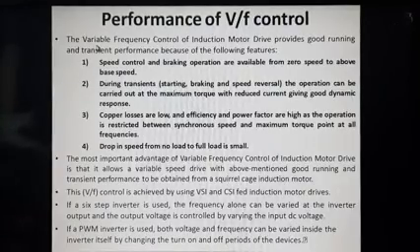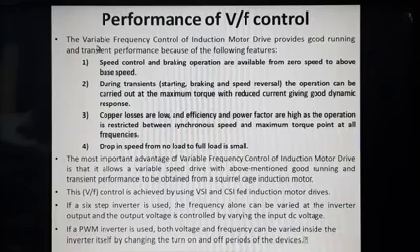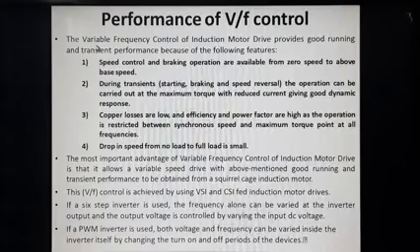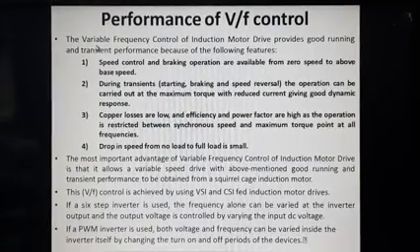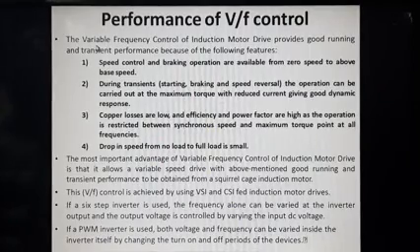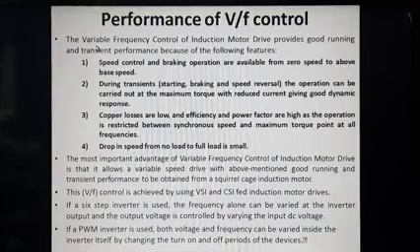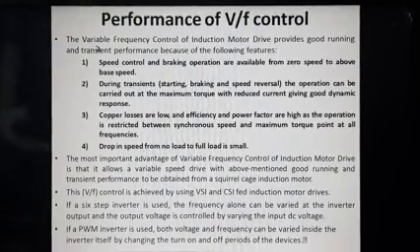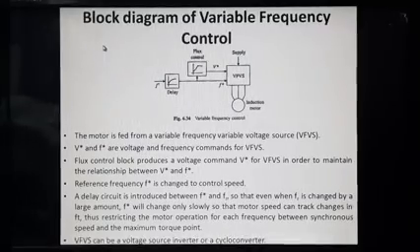Transient operations means the operations during starting, braking, and speed reversal, and all can be achieved at a maximum torque itself. These are all the advantages we will be getting with the V by F control. But the most important part is you just cannot achieve this V by F control simply. If you want to achieve the V by F control, definitely you need a voltage source inverter or current source inverter.